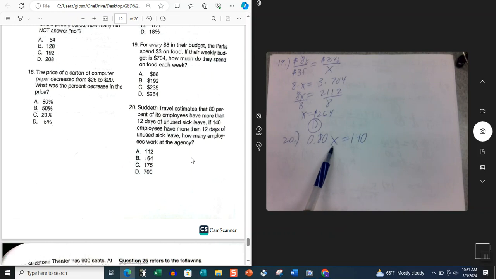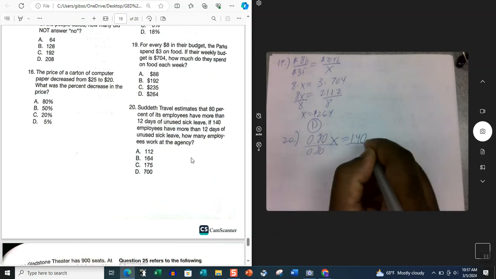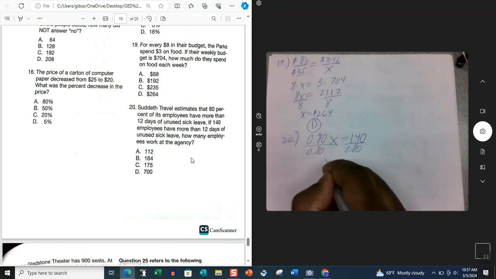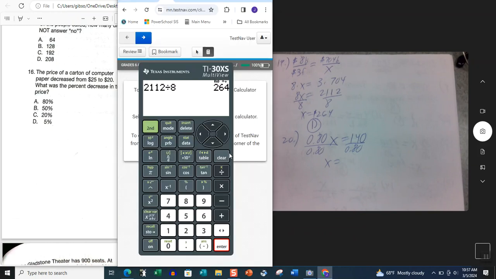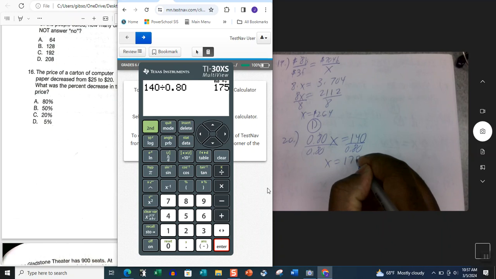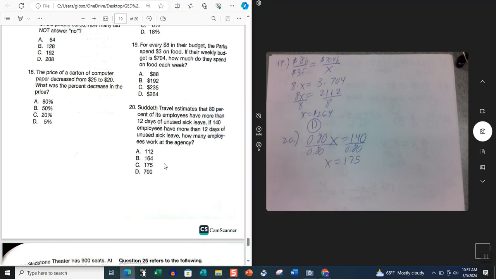So it's 80% of some unknown number is equal to 140. So we'll divide each side by 0.80. And x is equal to, now we'll put this in the calculator. We have 140 divided by 0.80. So the total employees is 175. So your answer here is C.